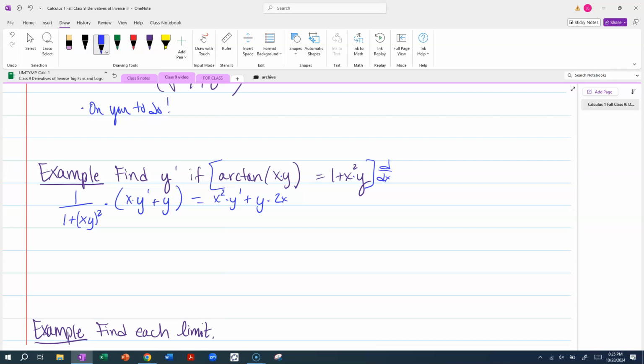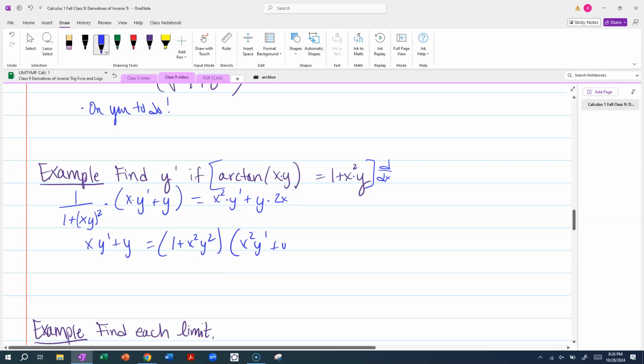Okay, we can do it. We are good with algebra. So let's see, algebra-wise, there's many different ways we can do this. I think the easiest way is just going to say, let's clear the denominator. So we have xy prime plus y is equal to, and then I'd have 1 plus x squared y squared times x squared y prime plus 2xy.